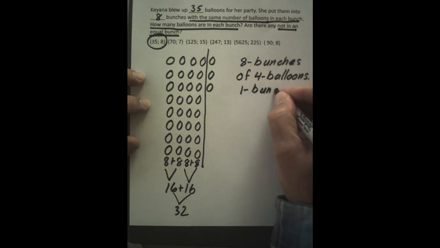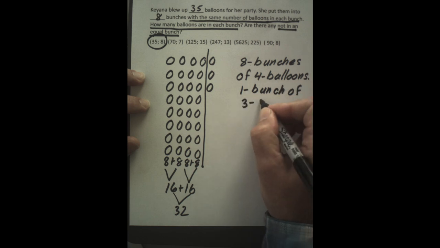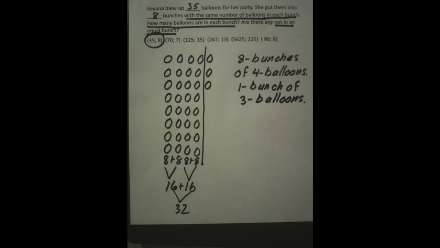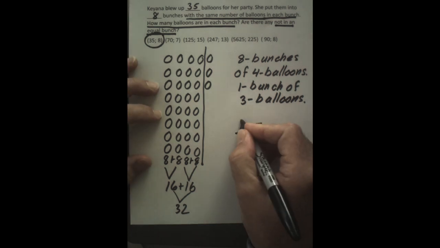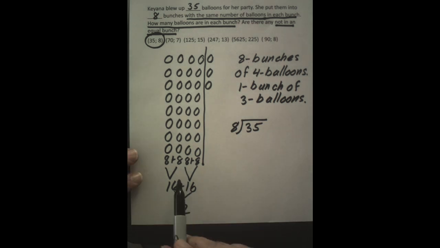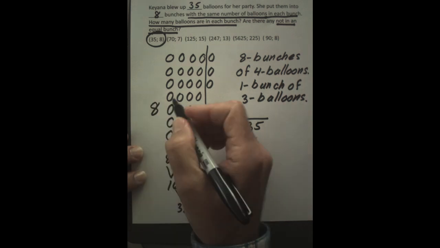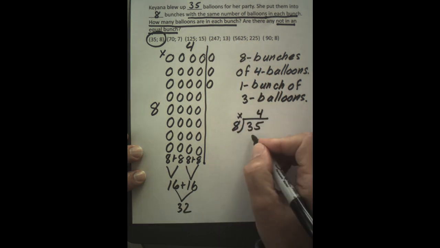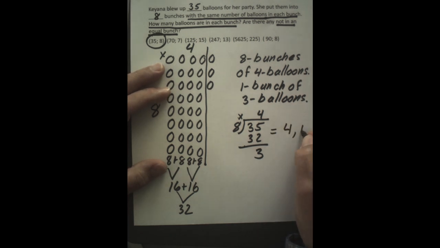Well, yeah. We have 1 bunch of 3 balloons. That's what's left over. Or we use another term. That's what remains, or that's the remainder of the balloons. Sound familiar? Well, that's because this is actually a division problem. Using the standard algorithm, if we have 35 divided by 8, and we know that we have 8 times, if we look at this as an array, so here's 8, and this is 4, so 8 times 4 is equal to 32. And then we have 3, so that is equal to 4 with a remainder 3.